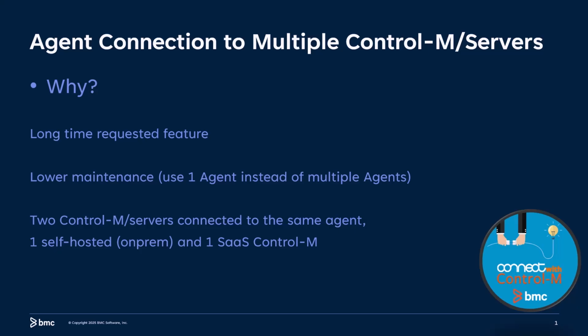Well, this new feature has been requested by our customers for a long time, and eliminates the time needed to install, configure, and maintain an extra Control-M agent. At the moment, it is only supported to have one agent connected to an on-prem Control-M server and to a SaaS Control-M server at the same time, but the ability to add more Control-M servers to the setup will be possible in future versions.